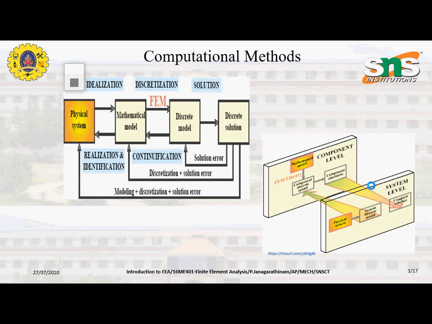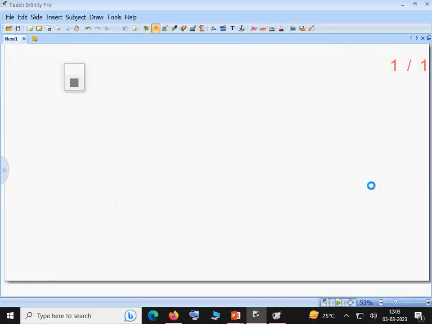Okay, then second one is discretization. Discretization means you have to convert or slice the component into n number of smaller components. Like for example, if we are taking this rectangular box or square box, how are we subdividing these elements? Any idea?